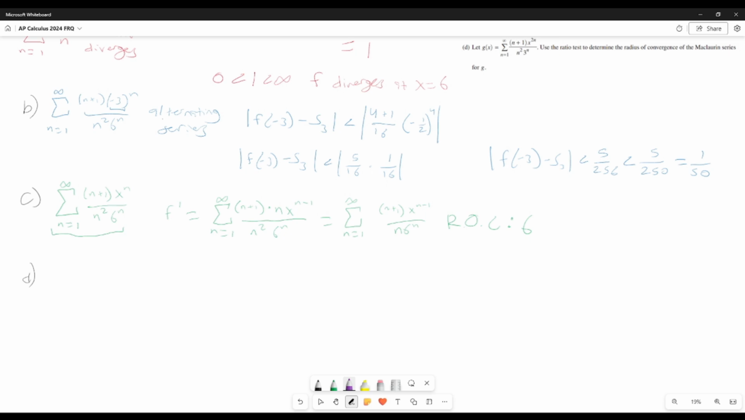And finally, part D. Let g of x equal the sum from n equals 1 to infinity of (n plus 1) times x to the 2n over n squared times 3 to the n. Use the ratio test to determine the radius of convergence of the Maclaurin series for g. So it tells us to use the ratio test.